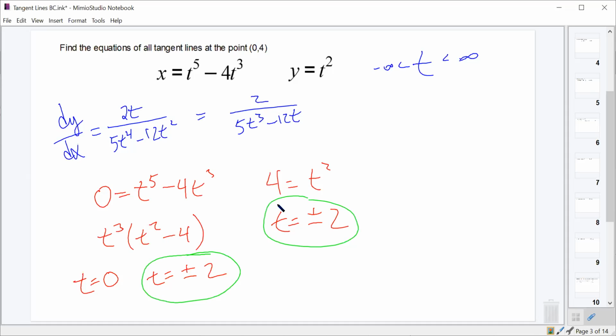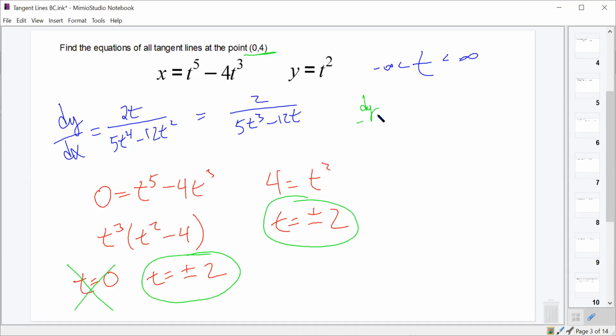So at t equals positive or negative 2, both of those values, 0 and 4, are true for x and y. This one we'll ignore because it's not included over here with the y values. Everybody good with that?